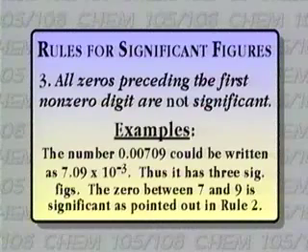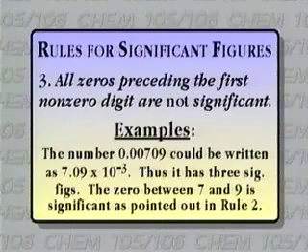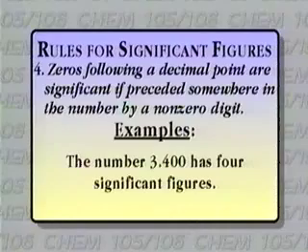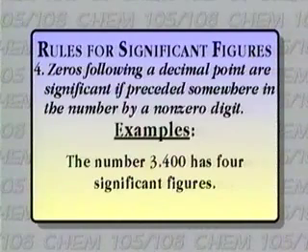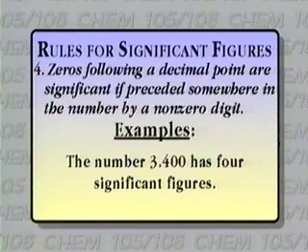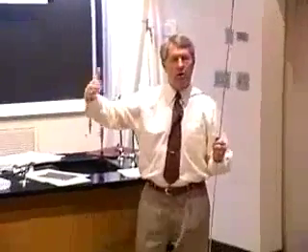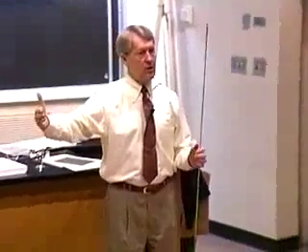The fourth rule on this, and it may be the 5th in your text, I can't remember which way it was written in there, zeros following a decimal point are significant if preceded somewhere in the number by a non-zero digit. When we look at this number here, 3.400, those 2 zeros are significant. Whatever the measuring tool was, allowed us to record exact zeros on the end.